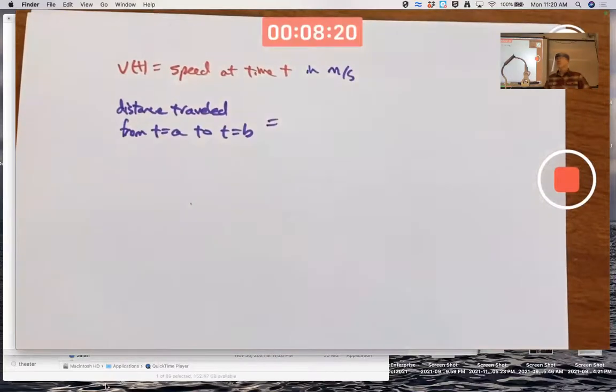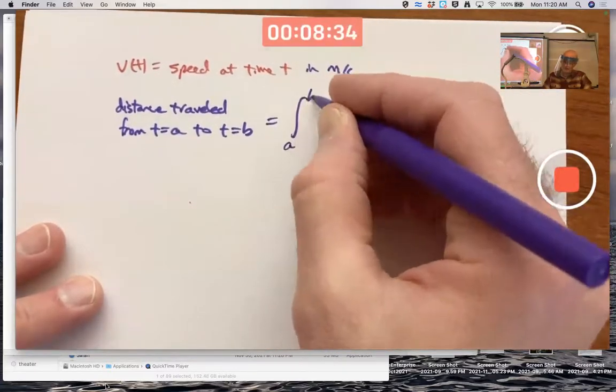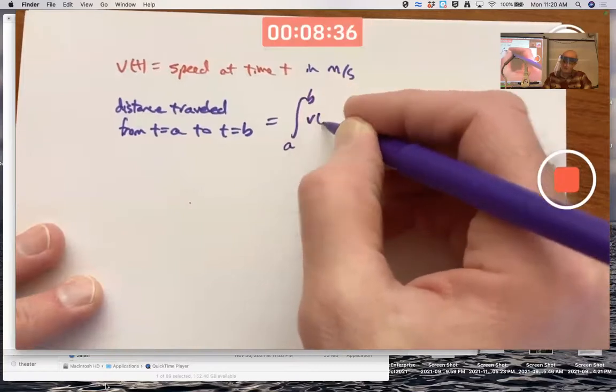And what would it equal? You should know this. I don't mean something simple. I mean an abstract idea here with the symbol. The integral from a to b of. Yep, the integral from a to b of the speed.